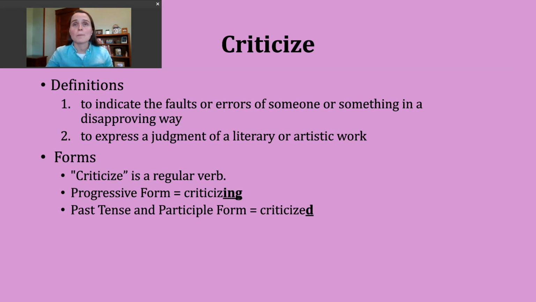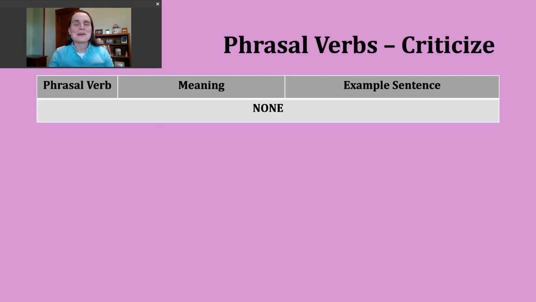Now the base verb, criticize, ends in a voiced Z sound. Right? This means that our ed ending is just going to make a D sound, and we're not going to add an extra syllable as we say it. So it should sound like this: criticized. Okay? You might be happy to know there are no additional phrasal verbs that we need to study or discuss.